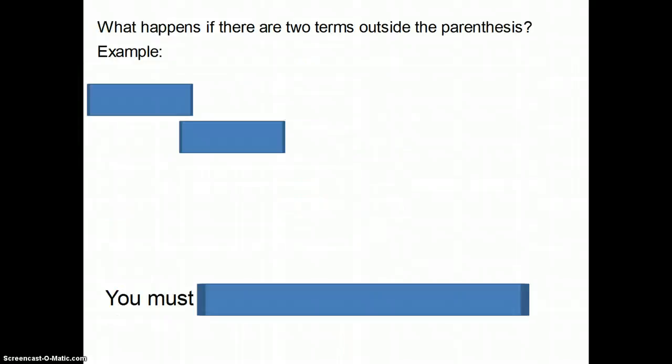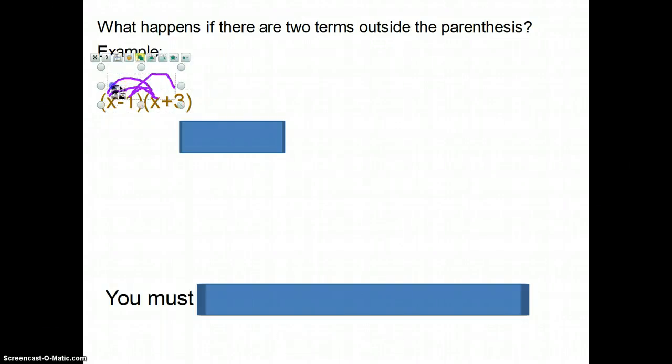So, now let's see what happens if there are 2 terms outside the parentheses. I'm going to use an example to show you this. The example is x minus 1 times x plus 3. Well, what you do is, you have to transfer both of the numbers from bracket 1.